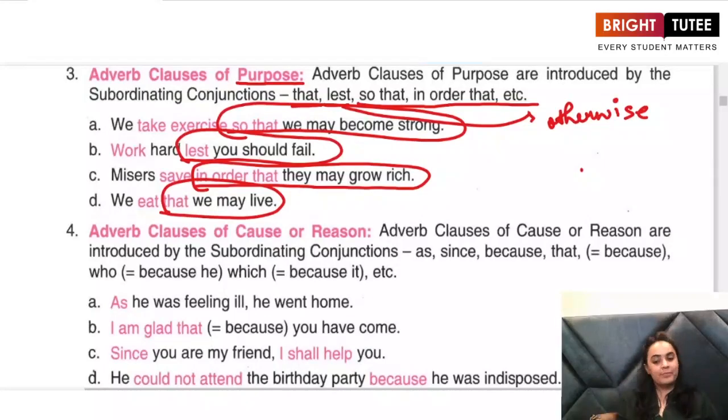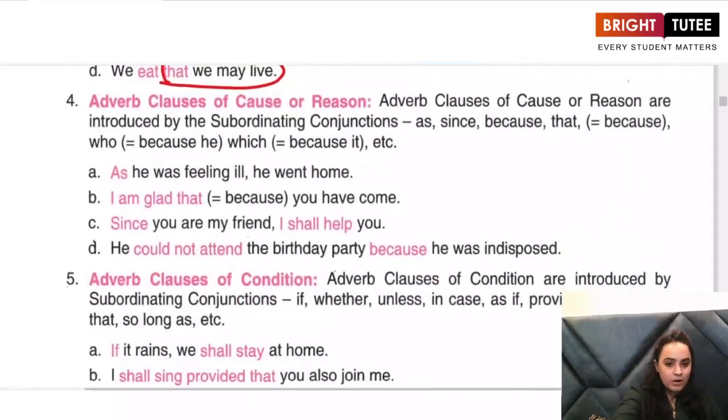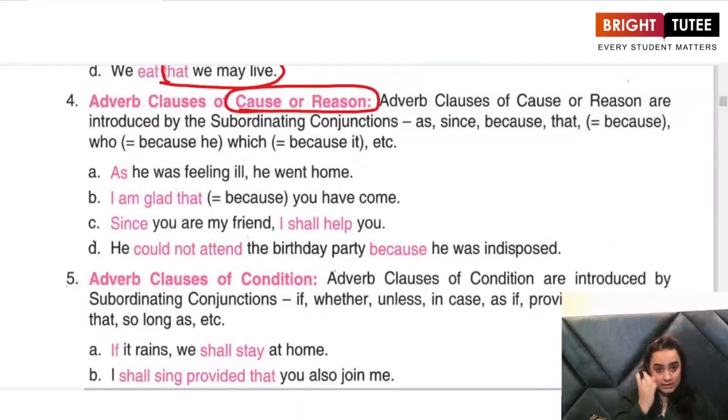The next type of adverb clause is the adverb clause of cause or reason. As the title in itself suggests, when you are telling the cause of something or the reason of something, we use the adverb clause of cause or reason. And these clauses are introduced using subordinating conjunctions such as since, because, that, and so on and so forth.